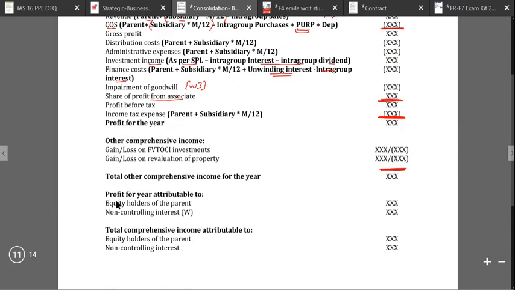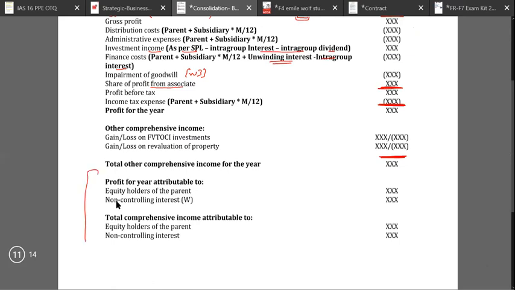Now the other important thing is this portion. This is actually the distribution. What is distribution? The profit you have calculated is shown separately on the face of the profit or loss. That is profit attributable to, which means we are distributing it to the parent and the NCI. Similarly, the total comprehensive income to the parent and the NCI.